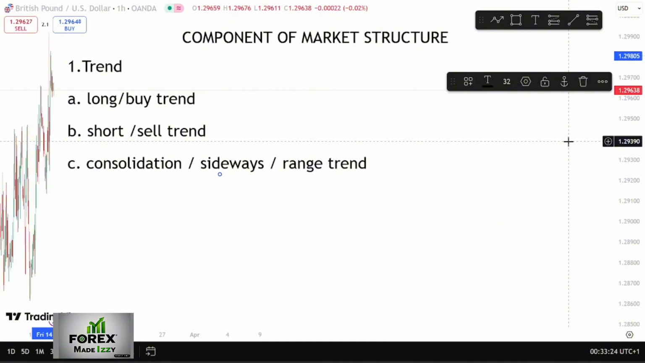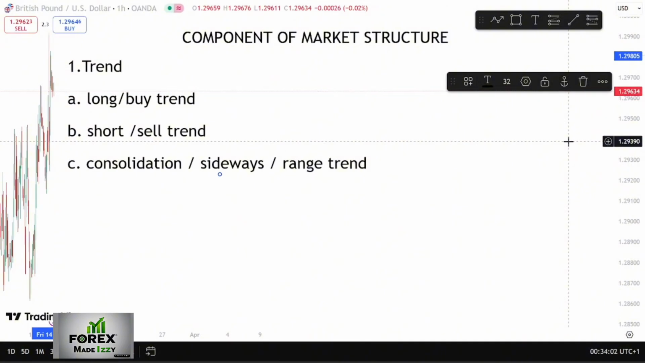So here are the components of the market structure. We have the trend. So what makes up the trend? We have the long, which is also called the buy trend. We have the short, which is also called the sell trend. And lastly, we have the consolidation. You can call it the sideways or range trend. Before we dive into the line charts, where I'll be showing you an example, after which we'll go into the main charts and check each of these trends out, I'm going to explain each of these trends for you now.